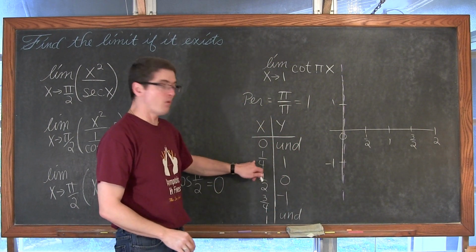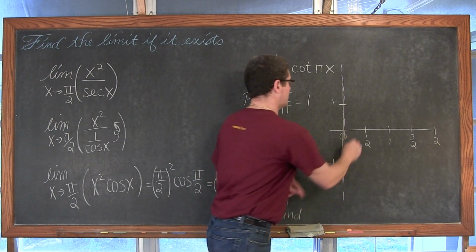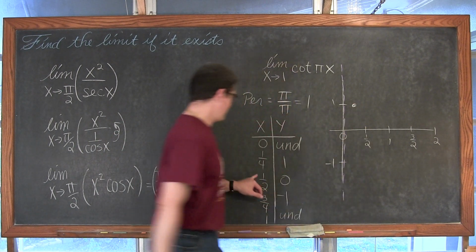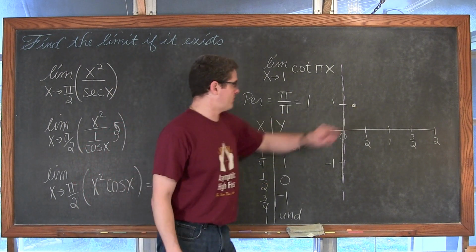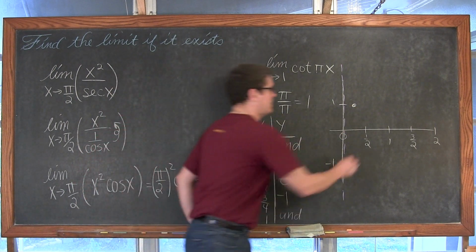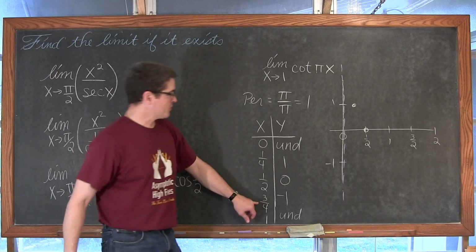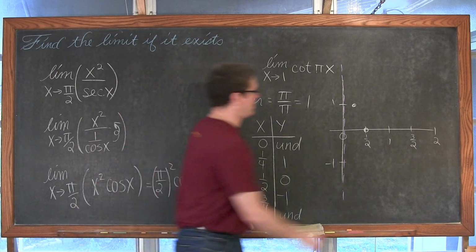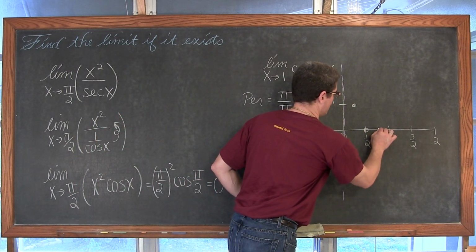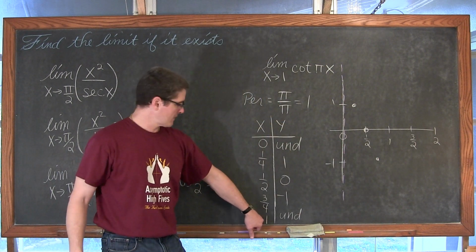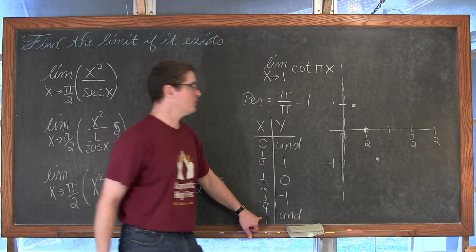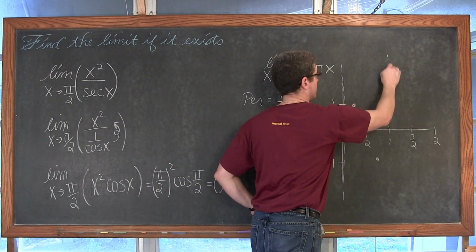At 1/4, we got a value of 1, so about right there we got a value of 1. At 1/2, we got a value of 0. At 3/4, we got a value of -1, so between 1/2 and 1, we got a value of -1. And then at the value on the x-axis of 1, we got an undefined value.